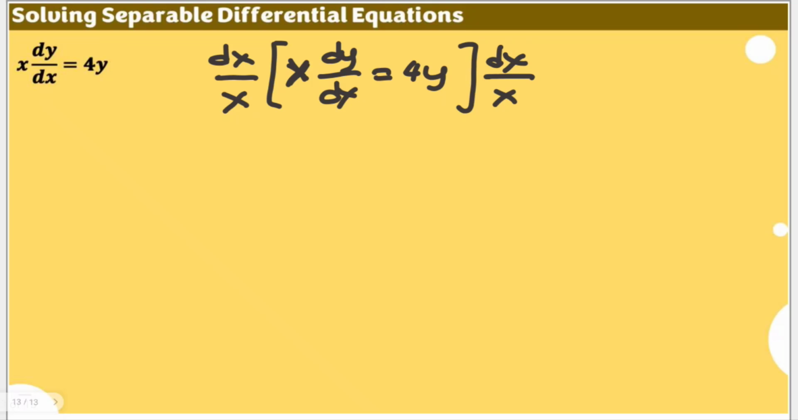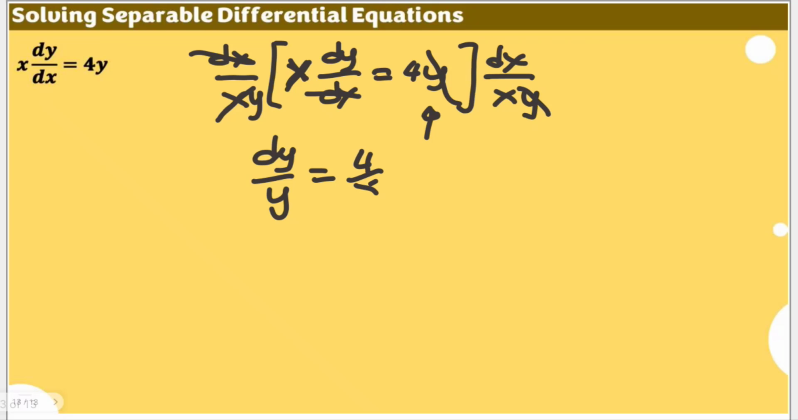But of course, on our right-hand side, we also have the variable y. Let's multiply this here with 1 over y, so that this would be cancelled, and our y will only appear on the other side. Hence, let's do it like this. dx is removed here, so you have dy over y. On the other side, y is removed, so you will have 4 over x dx. So we have now separated the variables.